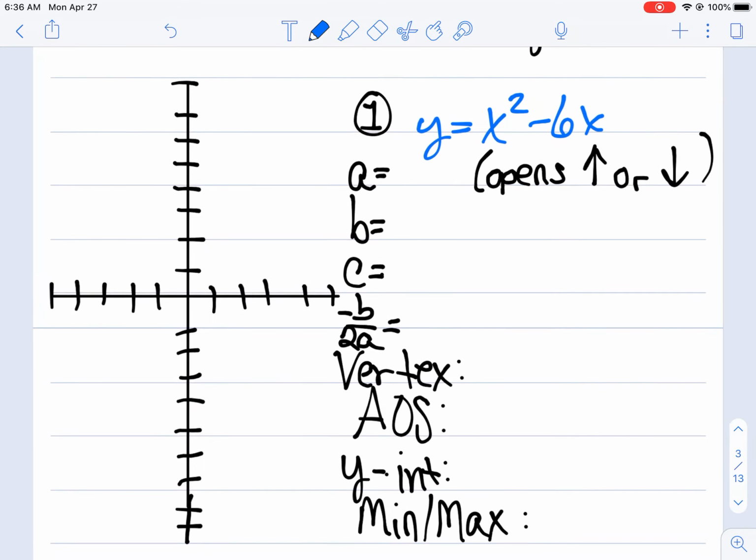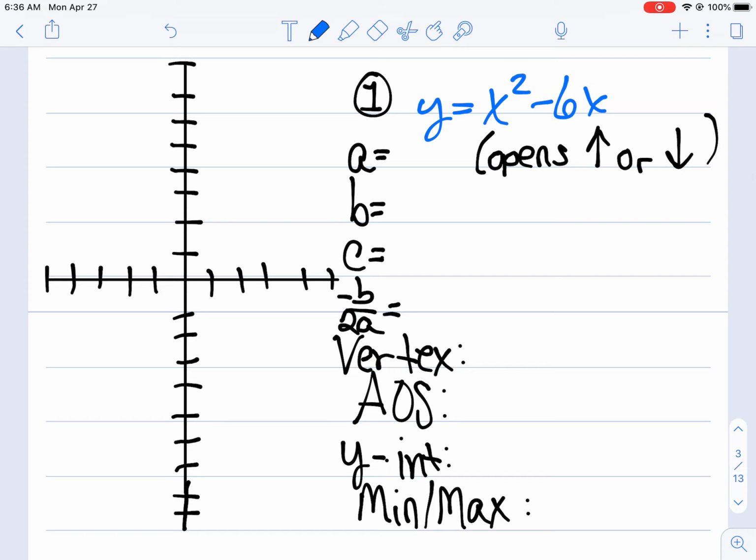So on my equation right here, I have a equals 1. There's the number in front of x squared is 1. Okay. And since a is positive, I know it opens up. Okay. B is the number in front of x. That's negative 6. C is not there. There's no constant term at the end, so the C is 0.